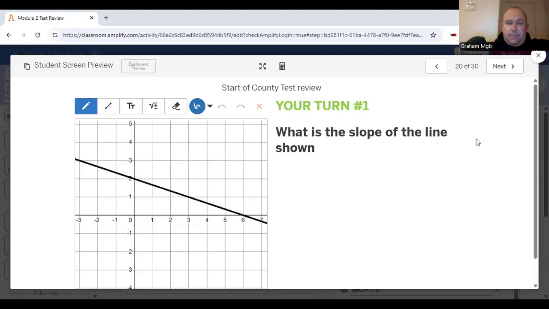Now, for the second part of the test, we've got some very similar questions, but also just a few with a little twists in as well. So, what is the slope of the line shown? Now, there's no dots on this one, so we got to try and figure it out.